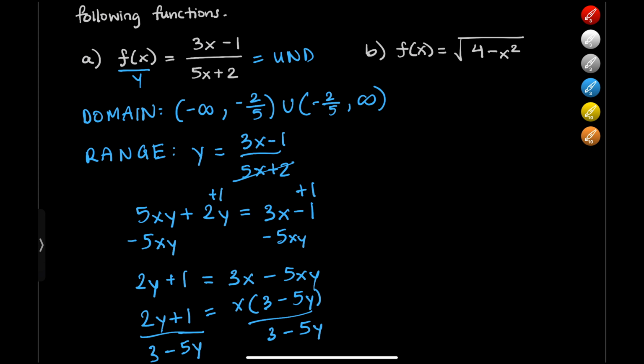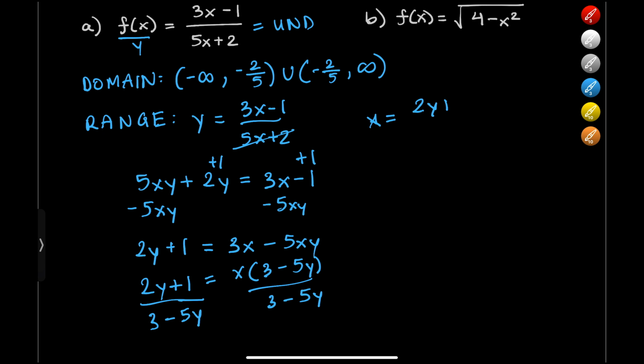So our final equation is x is equal to (2y + 1) over (3 - 5y). Now if we plug in a value and get an undefined value, then that's not included in our range, so we will take that out. In this case, you can see that if we plug in a positive 3/5, then that won't work.